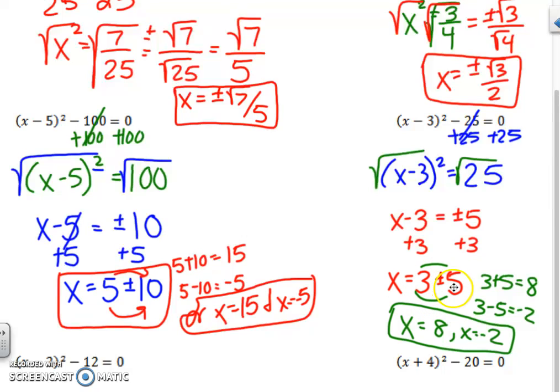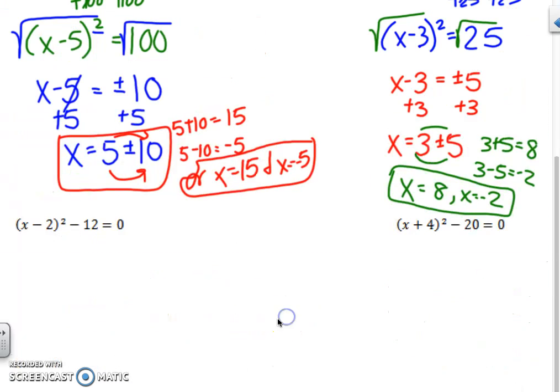So then you can leave your answer like this. Or you would do 3 plus 5 to get 8 as one answer. And then 3 minus 5 to get negative 2 as your other answer. Okay? All right. One more problem, and then we are done.